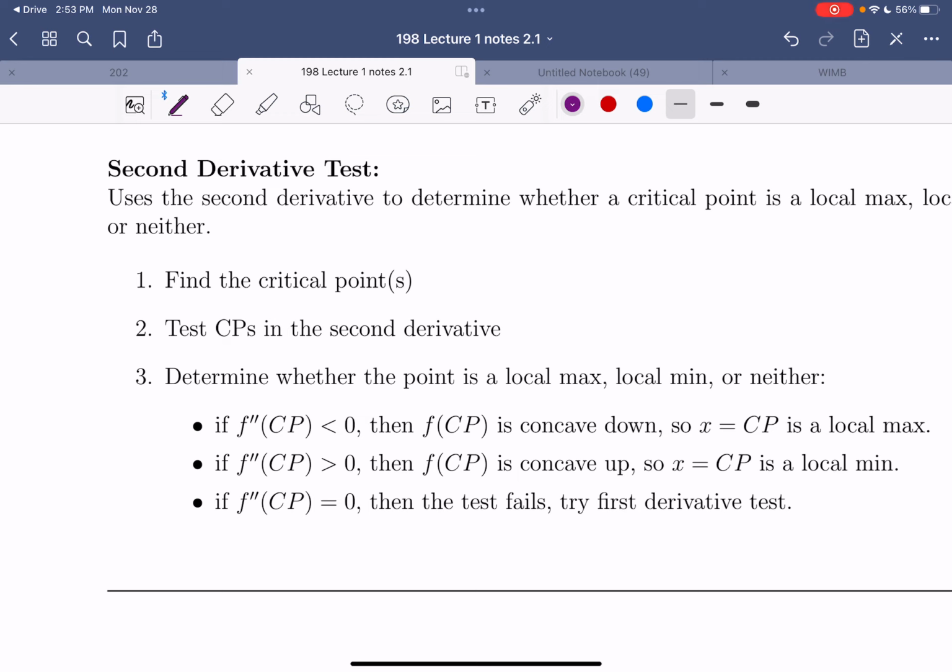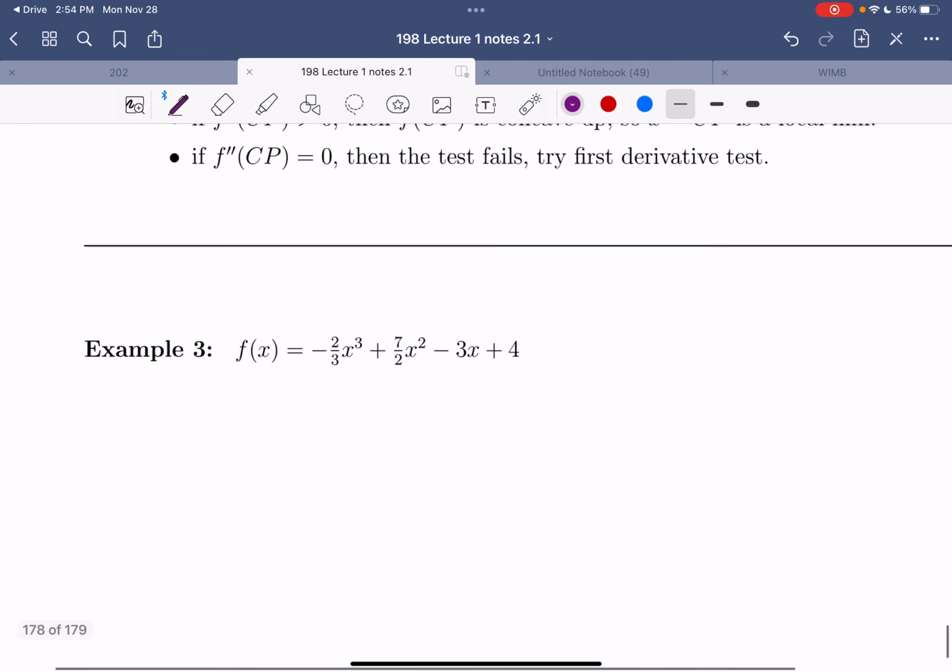We're going to test them in the second derivative because it's the second derivative test. And then we're going to use what we know to determine whether it's a local max, a local min, or neither. Now, I gave you some information here, but for me, again, I write down some visuals that help me make a decision. So let's take a look at this one.